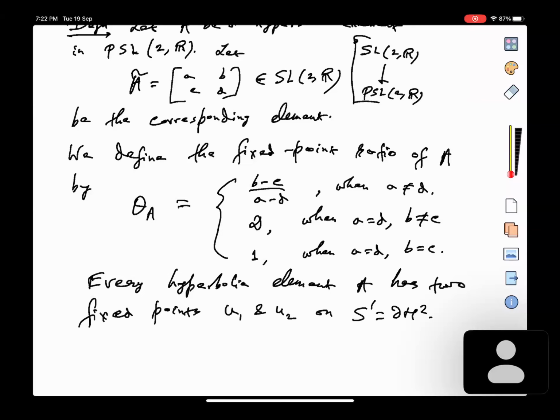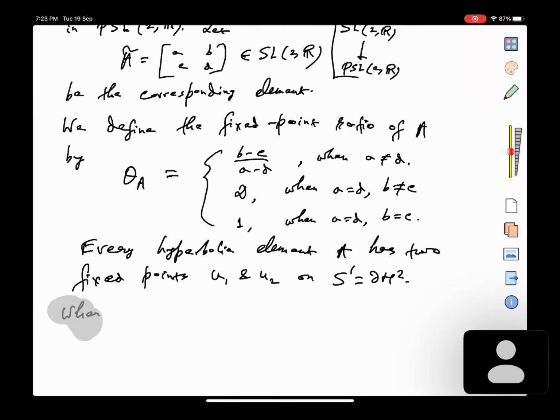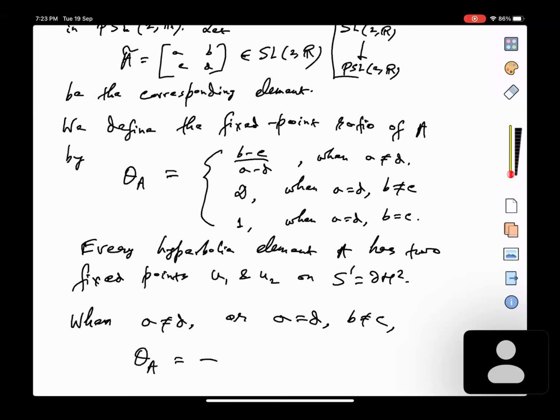Now, what are these? In the nice case, when A is not equal to D, or even when A equals D and B is not equal to C, theta A turns out to be this quantity, where U1 and U2 are the fixed points. So it's a kind of ratio of a combination of fixed points. We identify the boundary of H2 with R union infinity, so you can add and subtract fixed points, and you get this equivalent formulation of the fixed point ratio.